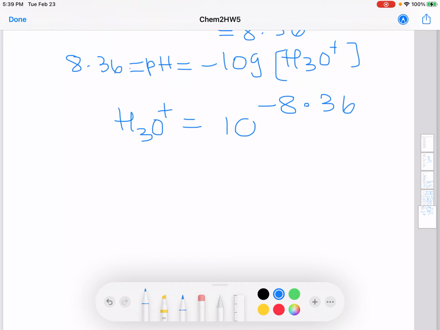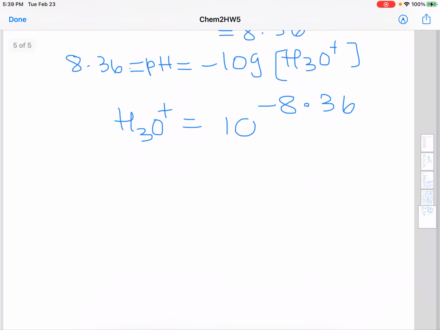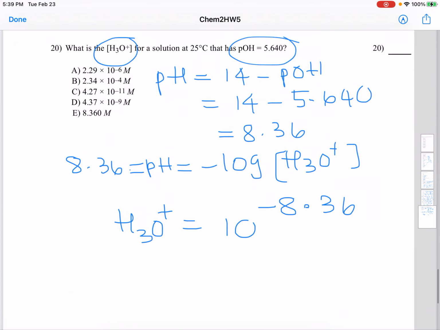Let's see. Shift log 8.36. Okay, hold on. Shift log 8.36. Okay, I got a number. Yes, I got a number. That is one of the choices. That's correct. Okay, that's how you would do it.